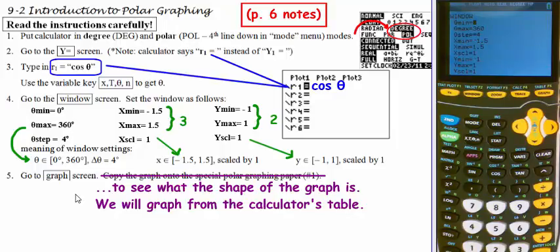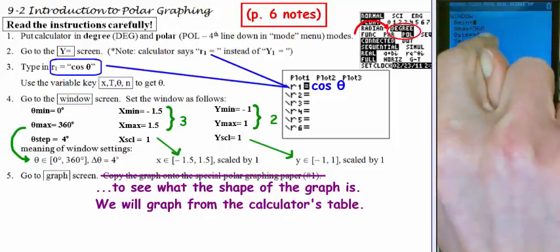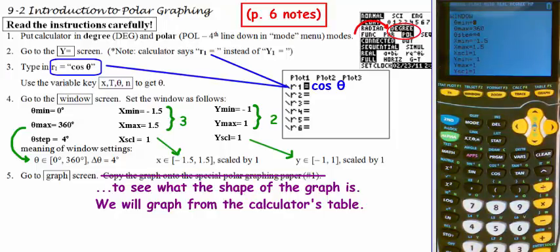Now we need to tell it how often to calculate, and that's where the theta step comes in. That 4 degrees is telling the calculator, calculate at 0, 4, 8, 12, and so on. So every 4 degrees, the calculator is going to recalculate and generate an answer. And so the reason we picked 4 is just because if it's too big, your graph will be really kind of sharp and inaccurate. If you go too small, it's going to take your calculator forever to graph. And 4 is sort of a happy medium. So make sure you include 0, 360, and 4 in your theta min, max, and step. So that's where the calculator is actually doing work.